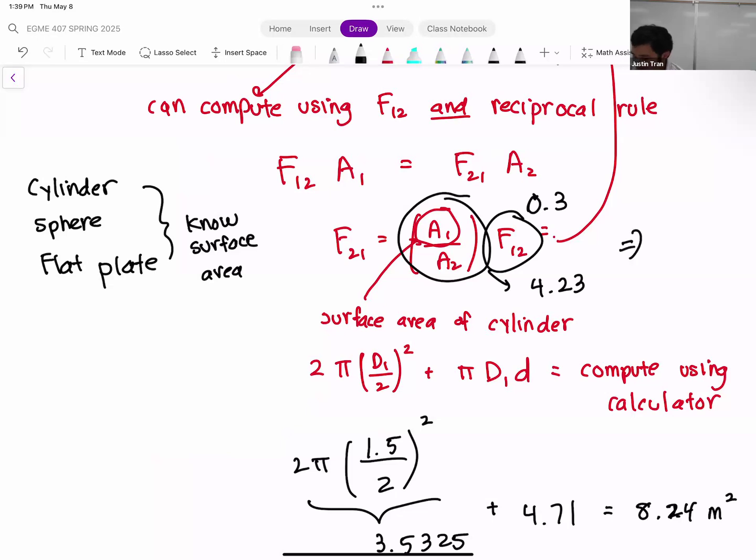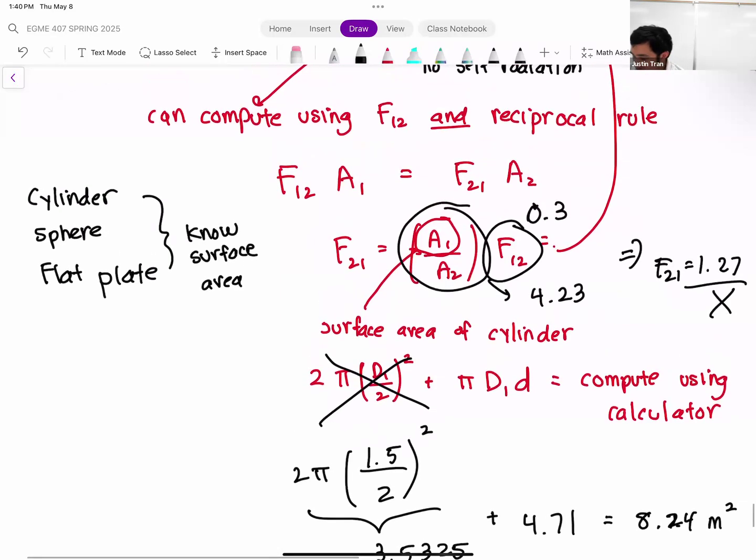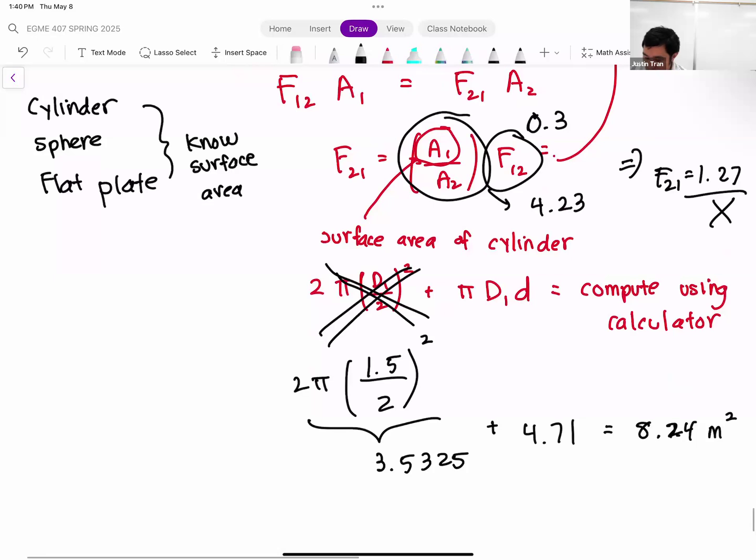I see the issue here. If we're doing it like this, F21 is equal to 1.27, which shouldn't be the case. You should not get view factors greater than 1. I think what I did for this one is I neglected the surface area of the caps. Yeah, I'm sorry, in the problem it says to neglect the surface area of the caps, and so that should help bring down that surface area.